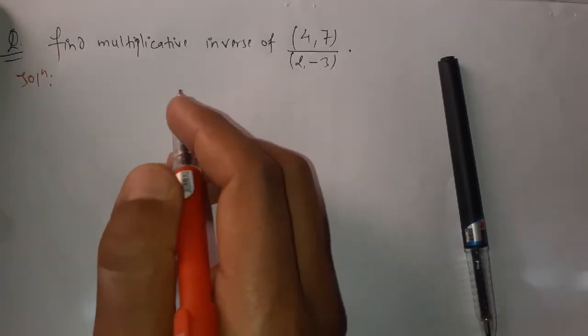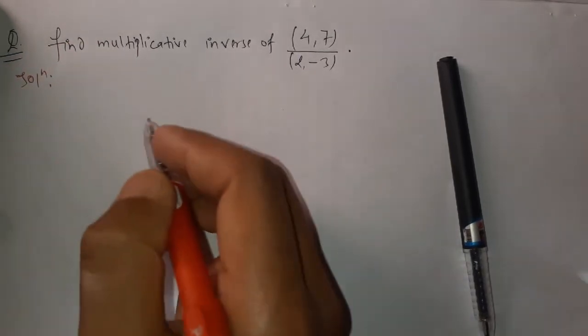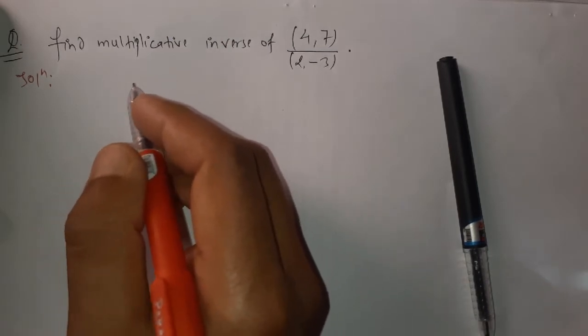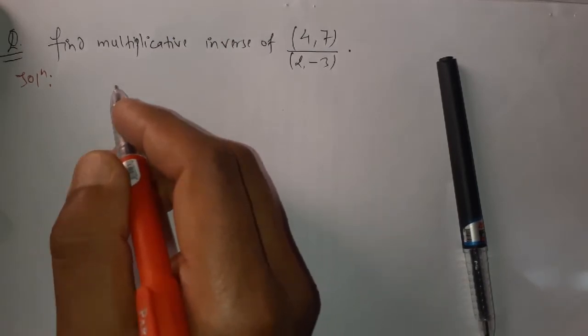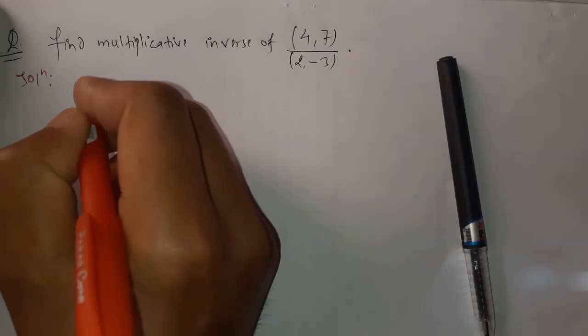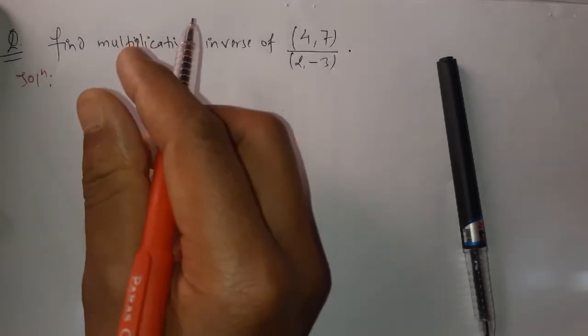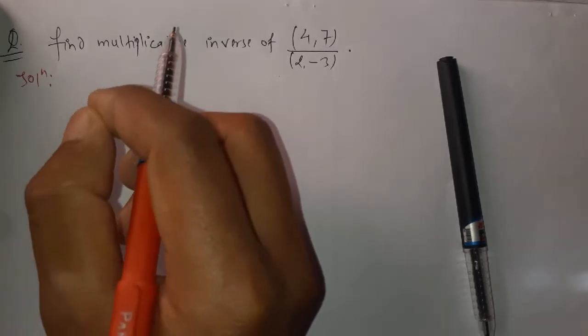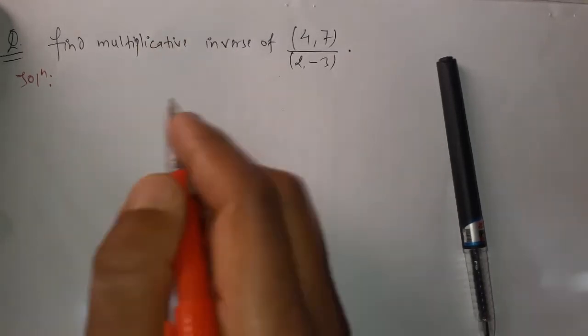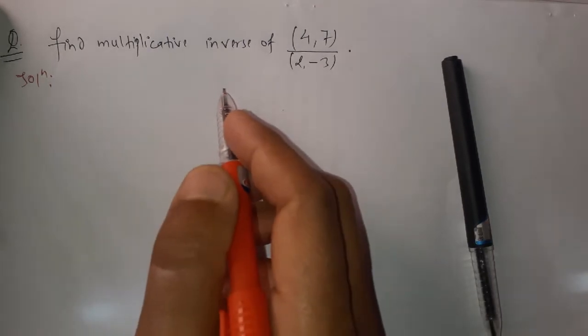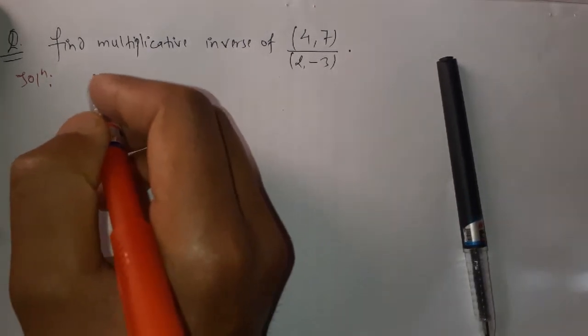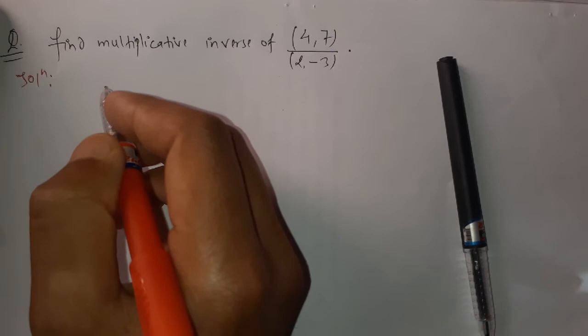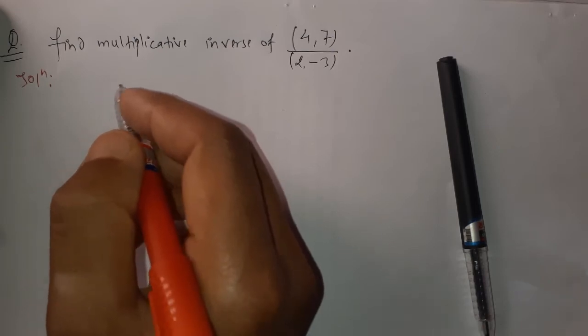Please remember an important point on the multiplicative inverse of any number. If we multiply a number and its multiplicative inverse together, then the result will always be 1. The product of a number and its multiplicative inverse always gives 1.